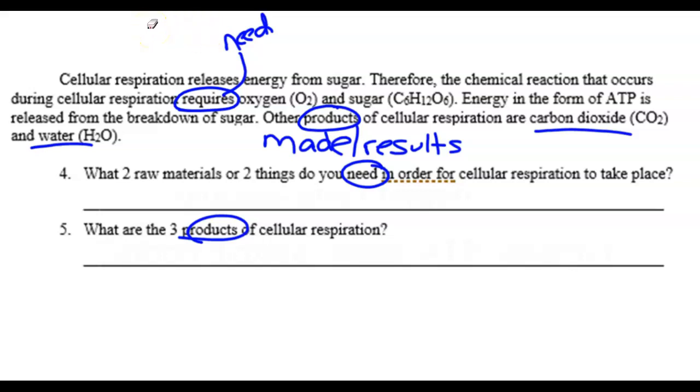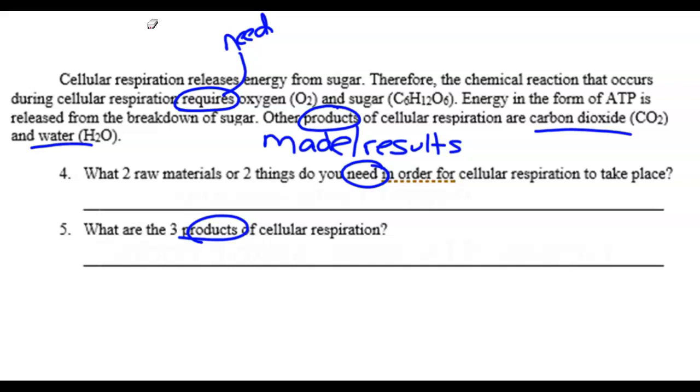Here's some notes that we took on some of the more tricky words here. Cellular respiration releases energy from sugar. Therefore, a chemical reaction needs to occur. This reaction during cellular respiration requires oxygen and sugar. Those are the things we need, requirements. Energy in the form of ATP is released from the breakdown of this sugar. Other products, meaning things we make or the results, are carbon dioxide and water. So pause, fill in your answers, and let's see how you did.